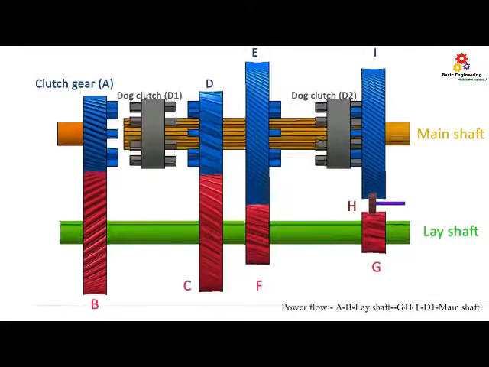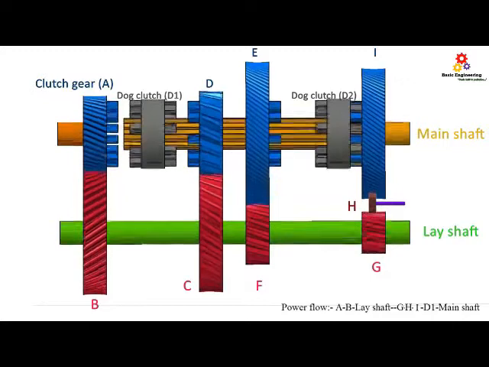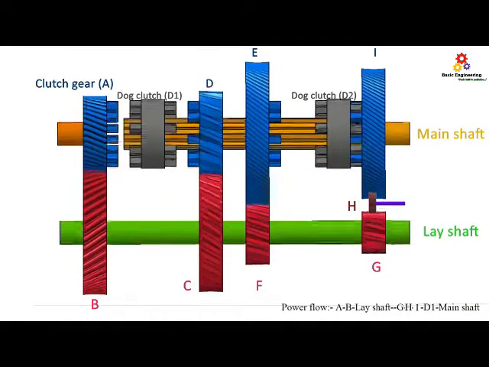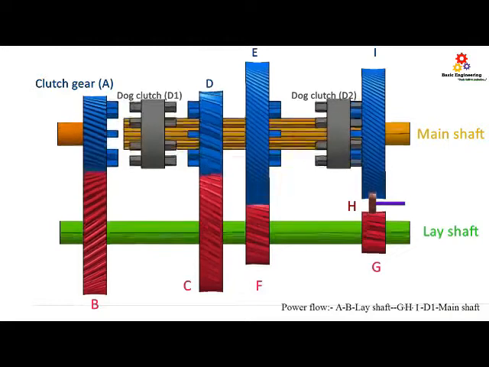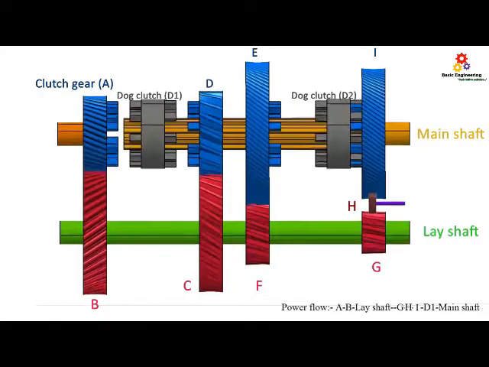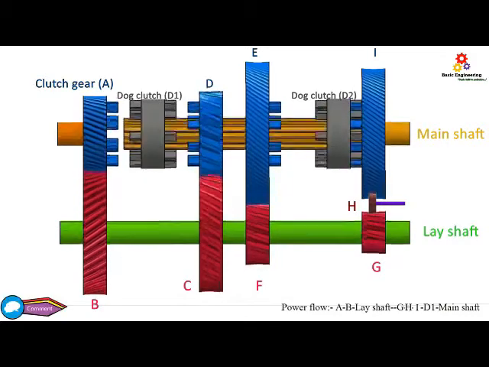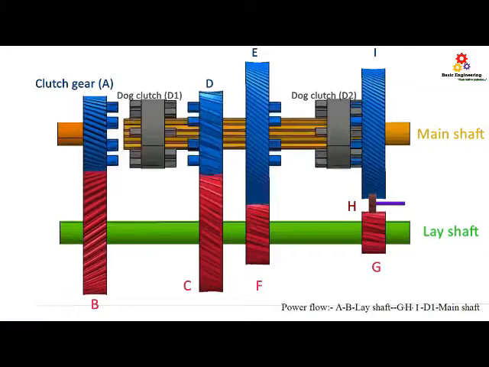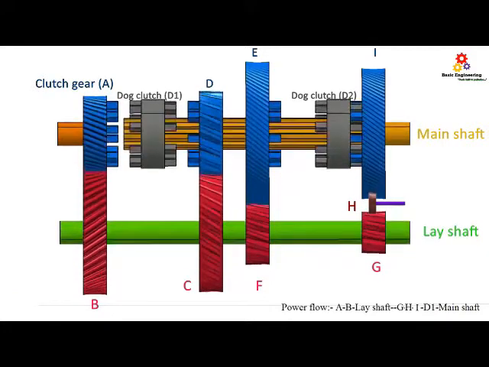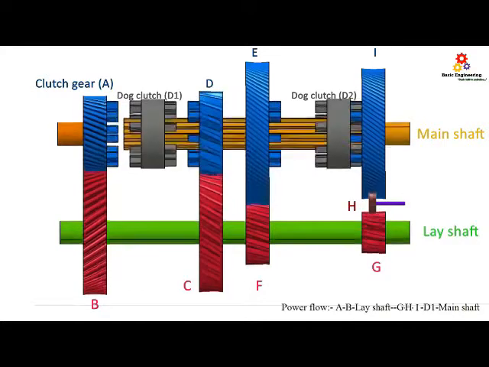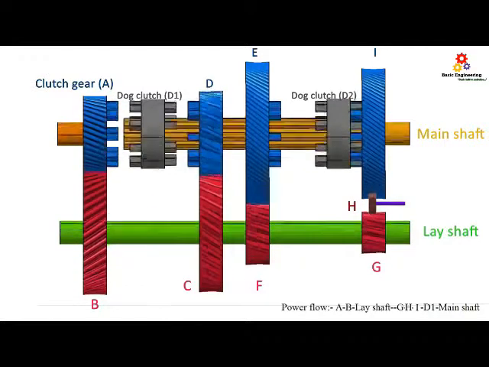And the last case is reverse gear. If we introduce one small gear H between gear G and gear I, then it is possible to rotate the main shaft in opposite direction. But the condition is dog clutch D2 must be slid towards right side and power flows through gear A, B, lay shaft, gear G, H, I, D2 and the main shaft.